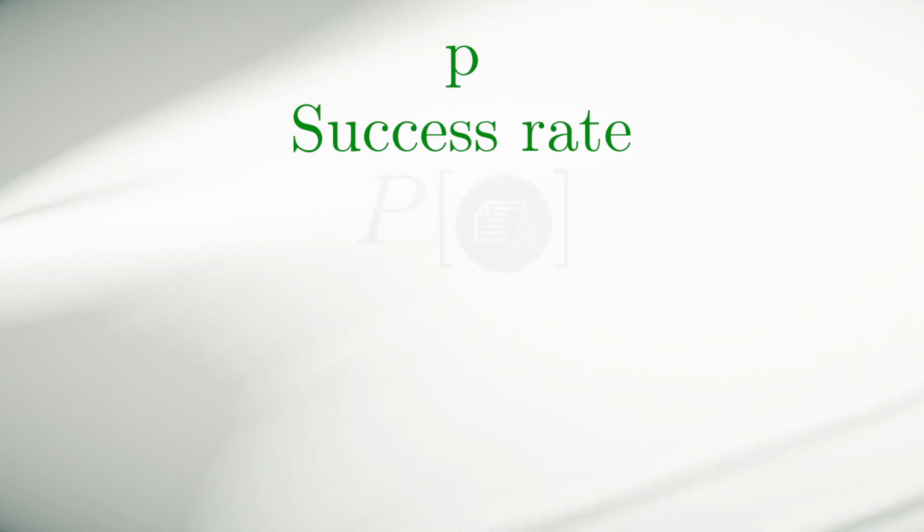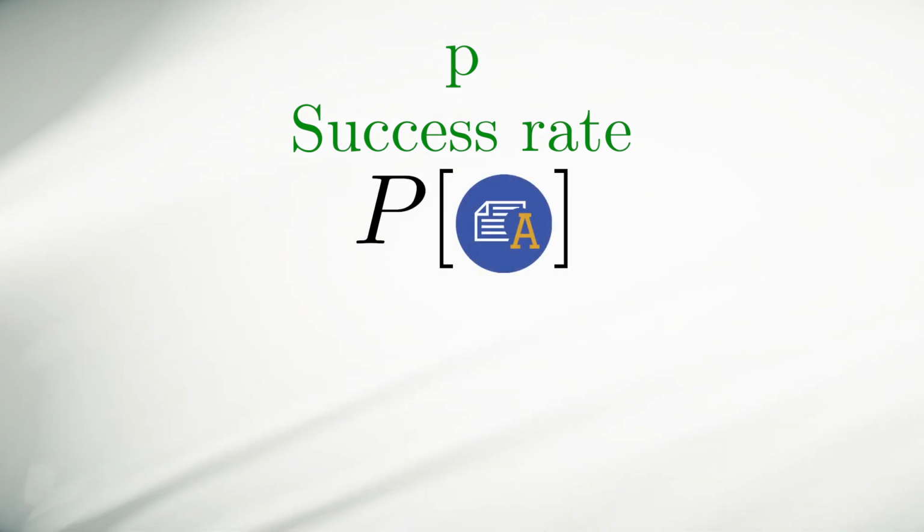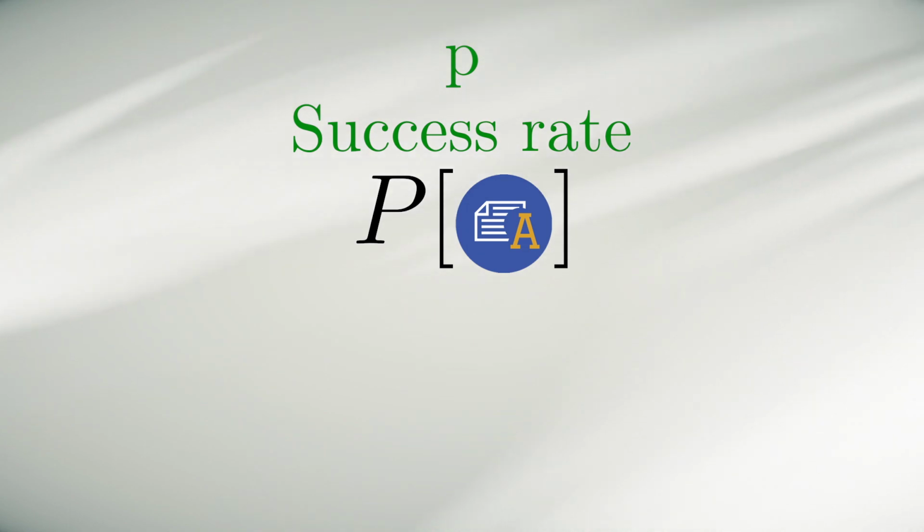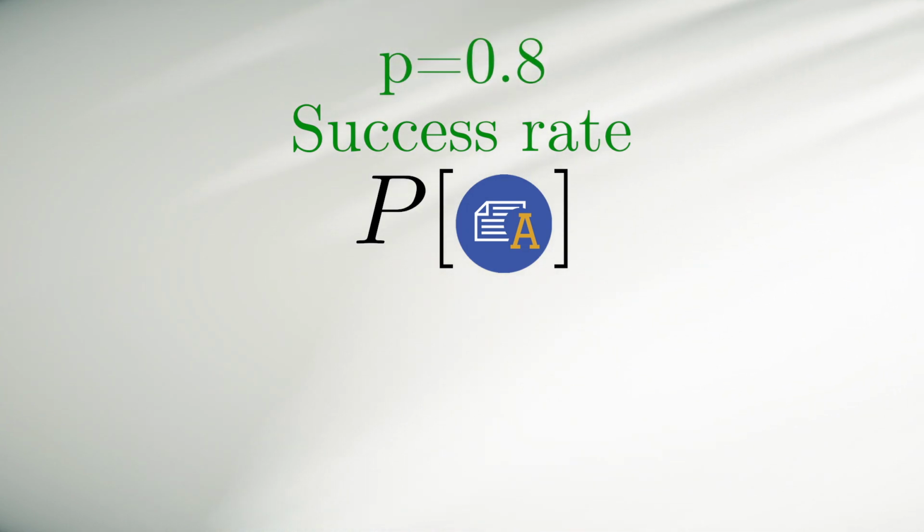Now you should be interested in the value of p, the success rate, the probability of scoring an A in any course. The school administration looks into their record and tells you that there is an 80% chance of scoring an A grade for any course. So the value of p, the success rate, comes out to be 0.8.